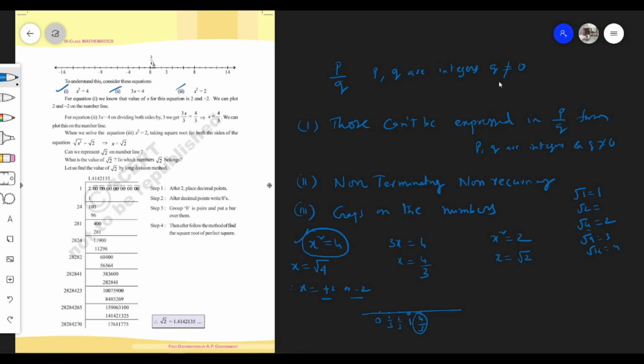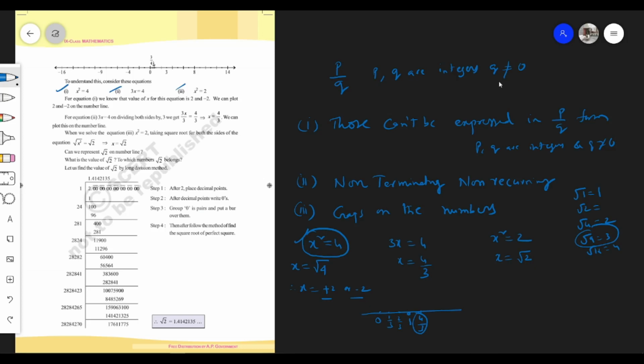Why is the square root of 9 equal to 3? Because 3 times 3 is 9. But for 2, we don't have such an integer which, multiplied by itself, gives 2. We do not have such an integer. That's why, what is the value of the square root of 2?